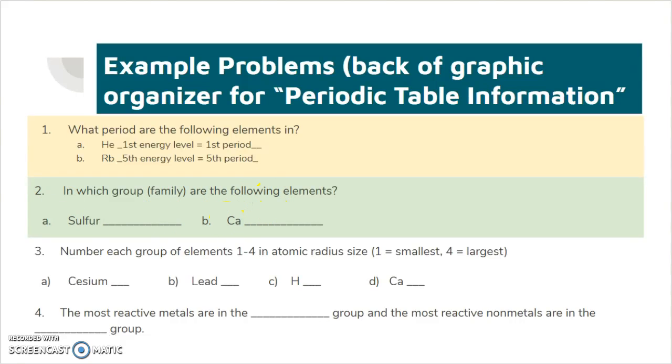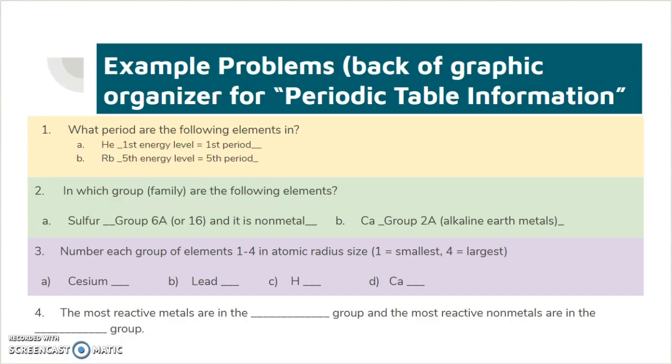And then calcium, if we look, it's in the second column, so that would be group 2A, but we have an actual name for that one. That column is our alkaline earth metals. So those are the answers for those. Each of these two problems so far has additional parts, but I just wanted to give you an example so you know how to figure out the answers.